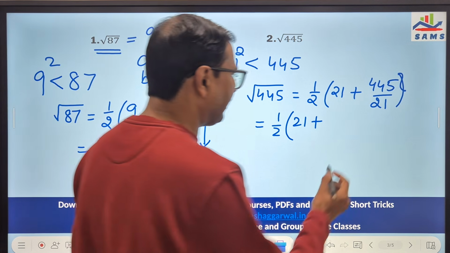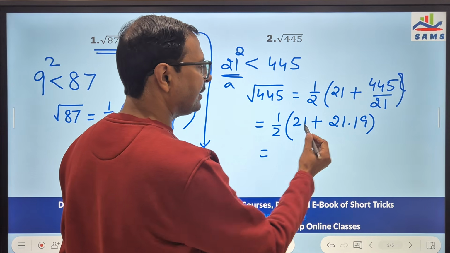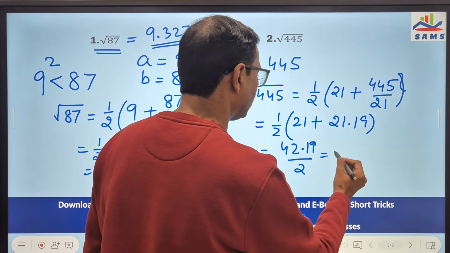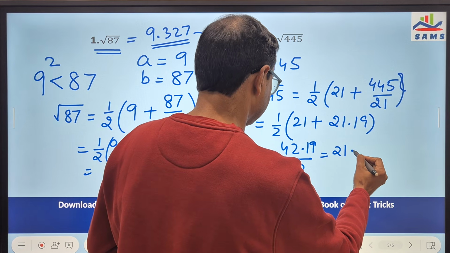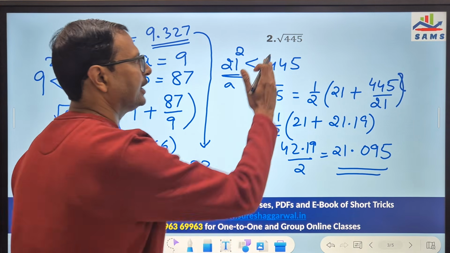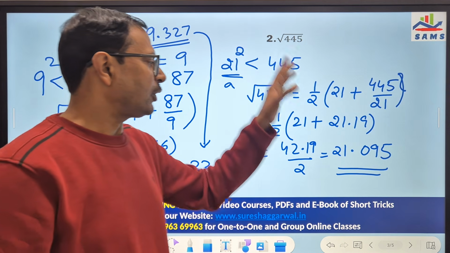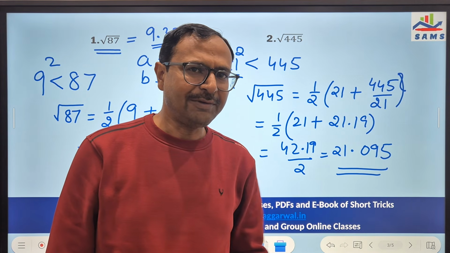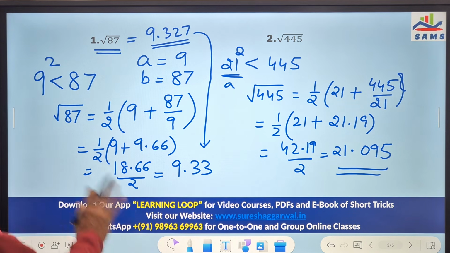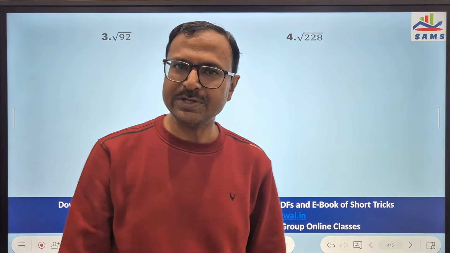This is 21.19. And once you add them, you get 42.19, and divided by 2, you get 21.095 as the square root of 445. Now pick up the calculators, friends, and check the square root of 445. Is it 21.095? And you are going to be surprised. Okay, so now I think you got hold of the concept, so we can work on 2 more questions maybe.